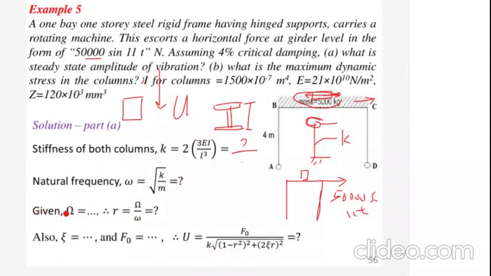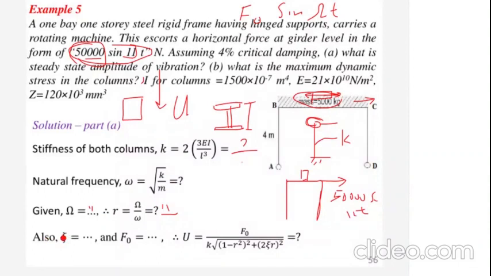what you are given, what is omega? This is the forcing function. Forcing function, we say this F naught sine omega t. Okay, so with that, F naught is equal to 50,000. Capital omega is equal to 11. Therefore, the frequency ratio is equal to 11 over what you have calculated here.